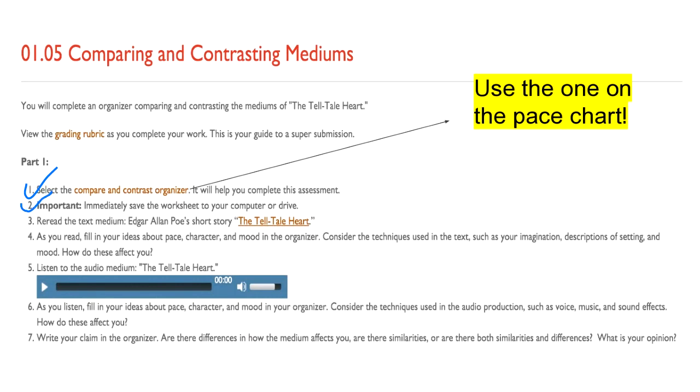Number 3, reread the text medium, Edgar Allan Poe's short story, The Telltale Heart, which is a great short story. We read it last week, but we're going to reread it this week so it's fresh in our minds. And as you read, fill in your ideas about pace, character, and mood in the organizer. That's that graphic organizer that you just added to your Google Doc. Consider the techniques used in the text, such as your imagination, descriptions of setting, and mood. How does this affect you?